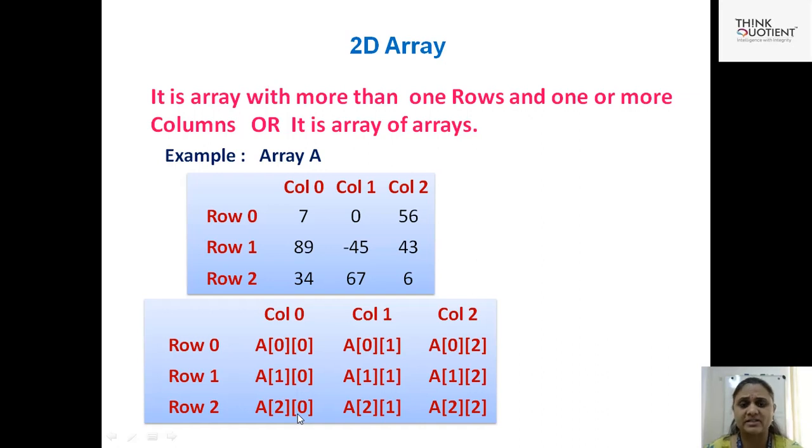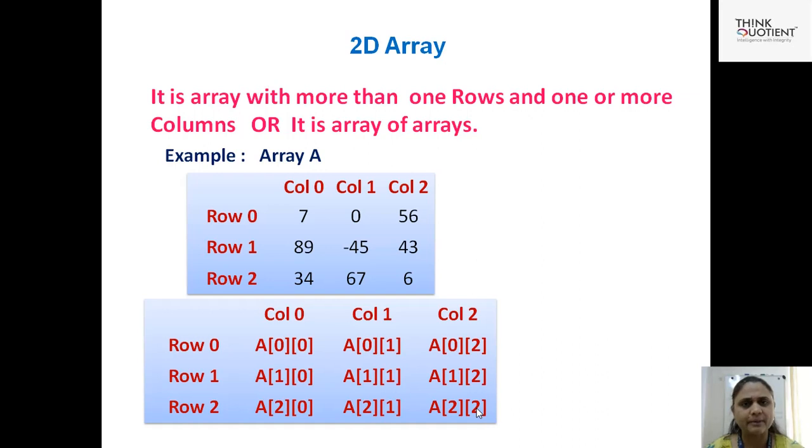Here, for the last row, if I want to access 34, it could be accessed like A of 2 0. A of 2 means the third row. And from the third row, which column data do I want to access? The first column data. That's why column index is 0. So A of 2 0, A of 2 1, A of 2 2, that is how you could have accessed this. This is the arrangement of your data with multiple rows and multiple columns.